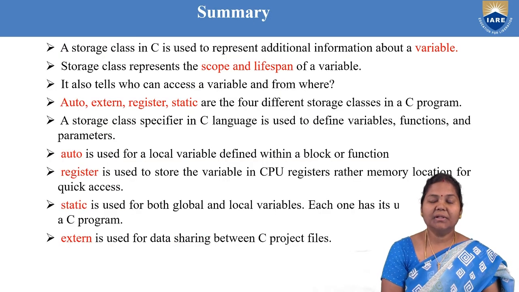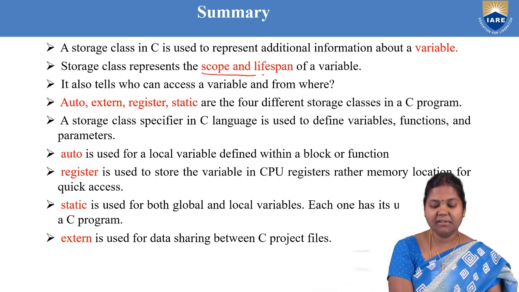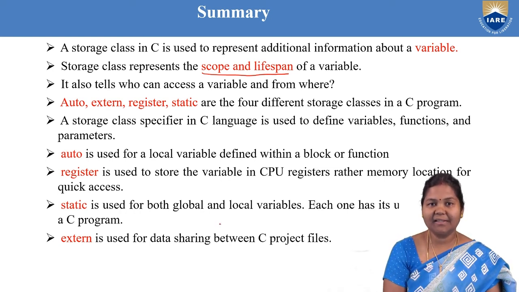So let us come to the summary of the storage classes. A storage class in C is used to represent additional information about a variable. So what is the additional information? The additional information is what is the scope of the variable, what is the lifetime of the variable, what is the default initial value, and where the variable gets stored. This extra information we will get from storage class type. So storage class represents the scope and lifetime of the variable too. And it also tells who can access the variable and from where it is accessible.